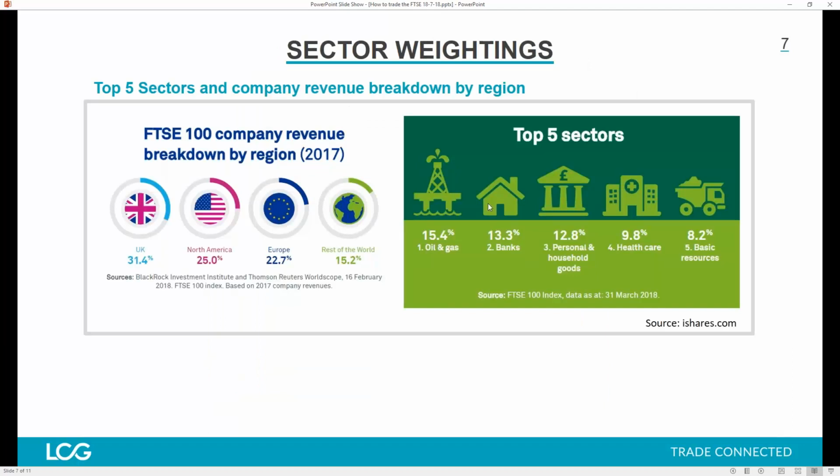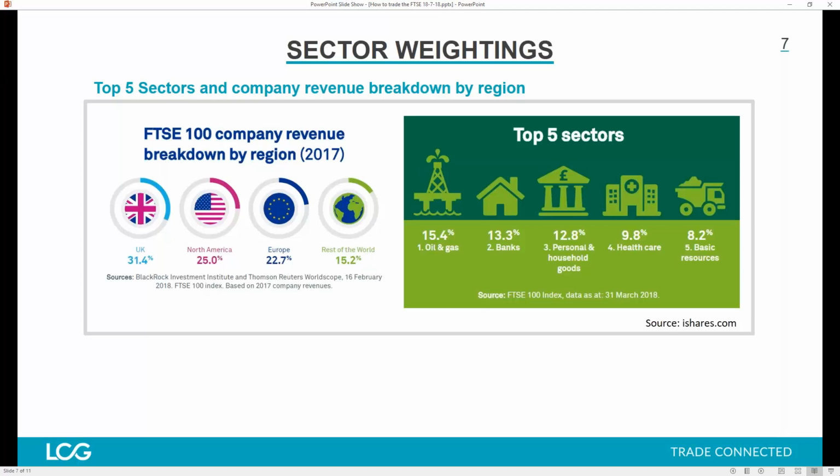So these were some good infographics I picked up from iShares.com, which is an ETF provider. It quite neatly shows some of the characteristics of the FTSE 100. This is FTSE 100 company revenue as of 2017. Well, most of it is from the UK, as you'd expect, but actually 25%, a quarter, is from North America, 22.7%, almost another quarter, is from Europe, and then 15% from the rest of the world.